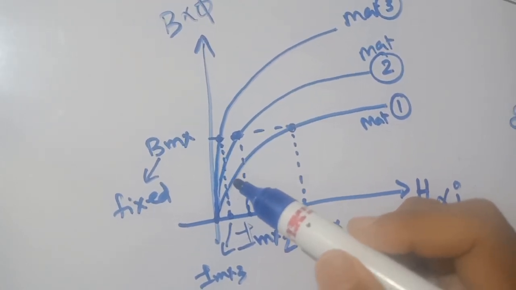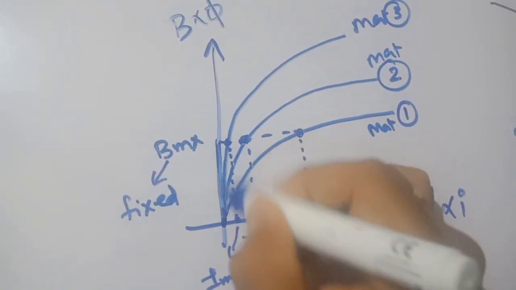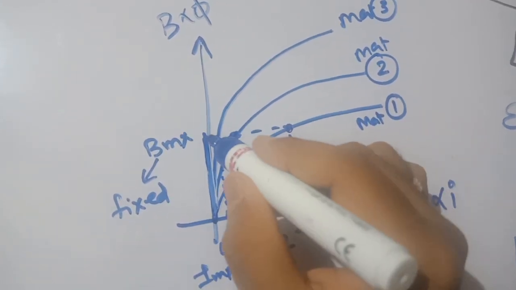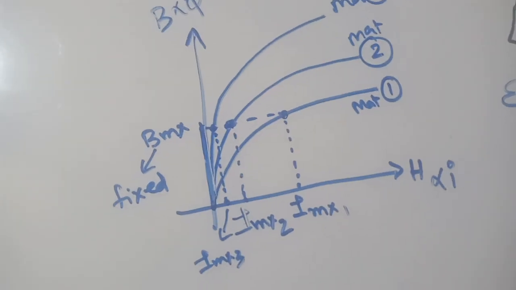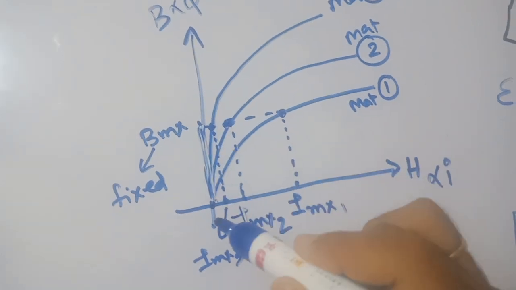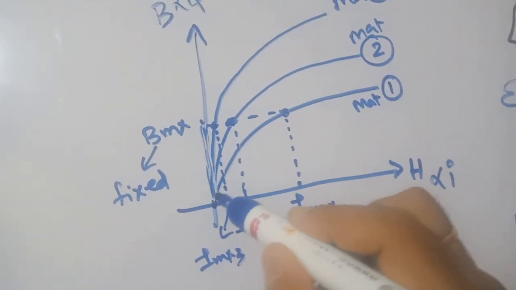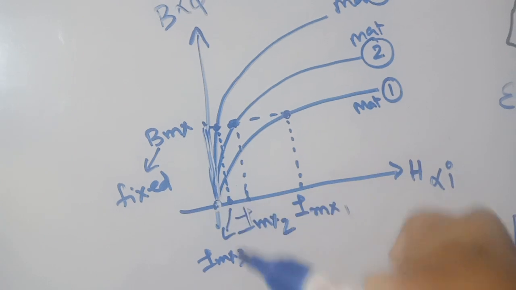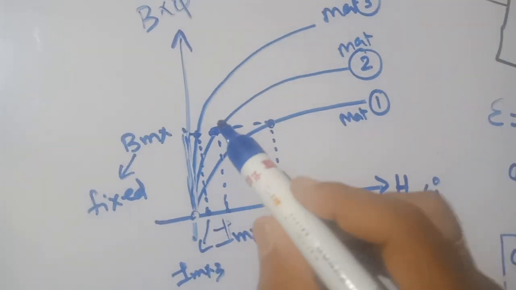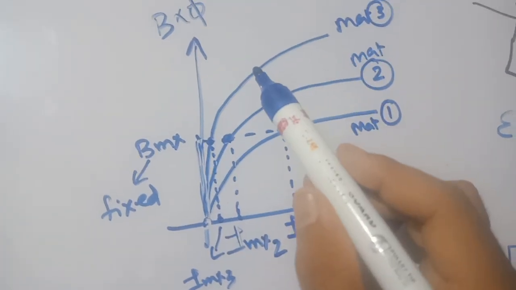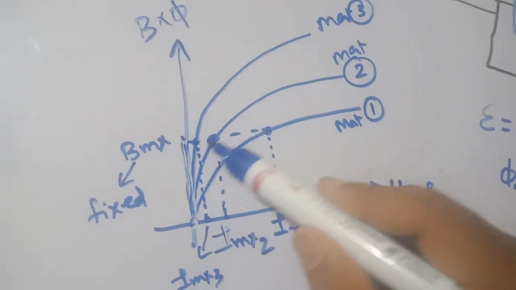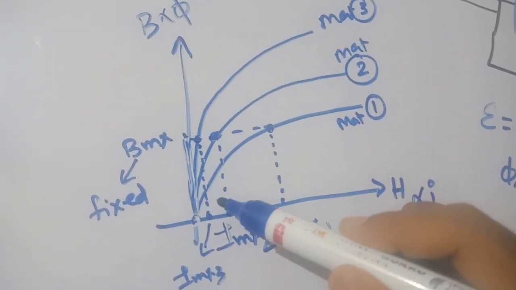In the ideal case, what happens? The ideal BH characteristics would be something like this. Then to create B max, zero current is required ideally. But in practice, no material is ideal. So what people do is they use the best material available in the market, such that the current drawn from the source would be less.